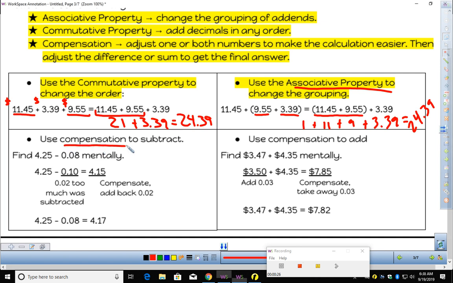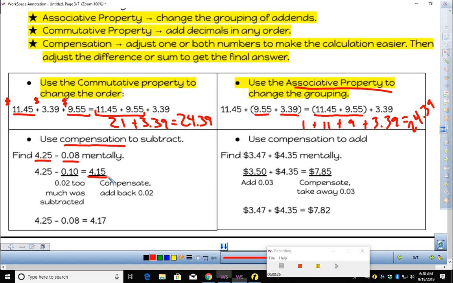Compensation is where you change one or both of the numbers to make it easier. So here in this problem I have 4 and 25 hundredths minus 8 hundredths. Instead of just taking 8 hundredths off, I can make the 8 hundredths 10 hundredths, because subtracting and working with 5s and 10s is really easy. So when I take 10 cents off of this, I end up with $4.15.